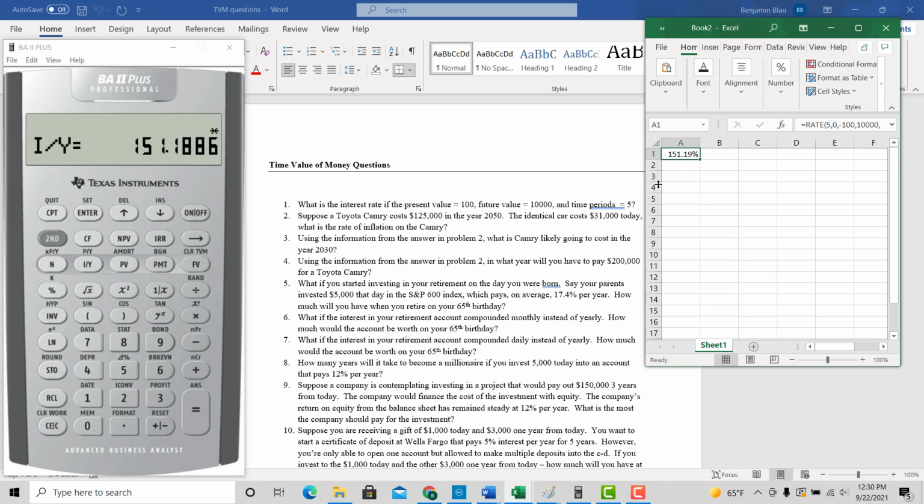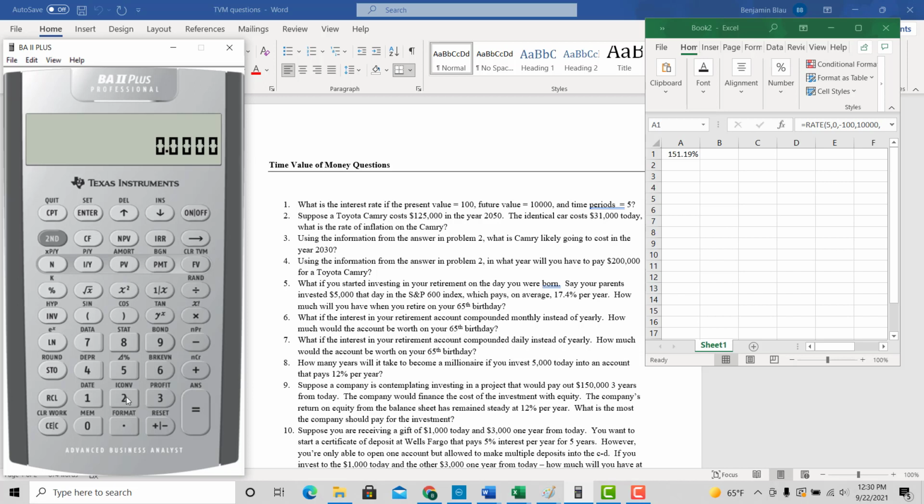Let's do number two. Suppose a Toyota Camry costs $125,000 in the year 2050. The identical car costs $31,000 today. What is the rate of inflation on the Camry? Okay, we've got a couple of things going on here. The first thing we have to determine is what are we solving for? And again, in problem two, we're going to solve for I/Y. It says what is the inflation rate of the Camry if the Camry costs $125,000 in the year 2050? Currently, we're in the year 2021, so that's going to be 29 years away.